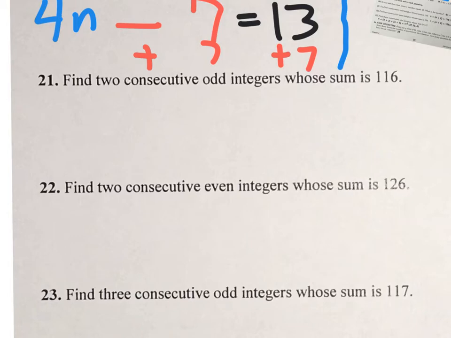Find 2 consecutive odd integers whose sum is 116. Okay, now, if it just said consecutive integers, then you would say, I don't know what number it is, so I put x. Now, the next number would be x plus 1, but that's if it didn't say odd, okay? But it does say odd.